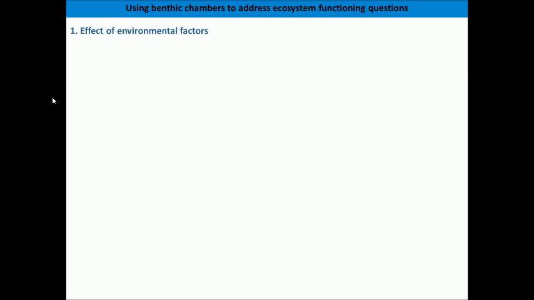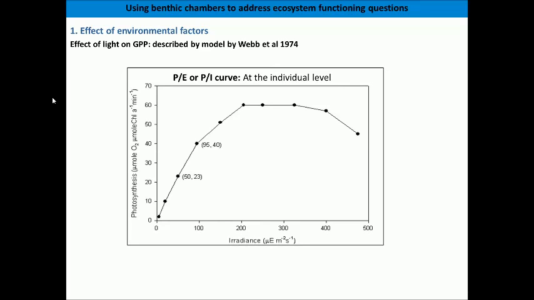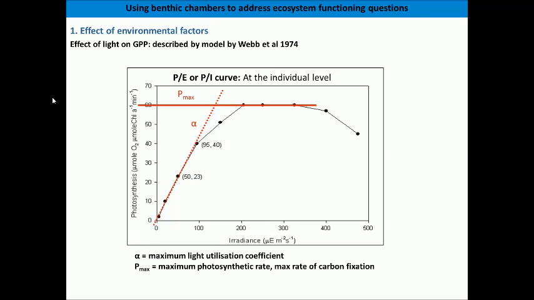So let's first look at the effect of environmental factors, starting with the effect of light on gross primary productivity. Let me first walk you through this model of how photosynthesis or gross primary productivity varies as a function of light or irradiance. First, a linear relationship that then reaches a plateau, which is defined as the maximum photosynthetic rate. These two parameters are then used to define Ek or IK, the light saturation coefficient. And at the individual level, too much light usually results in a decrease in photosynthesis, which is called photoinhibition.